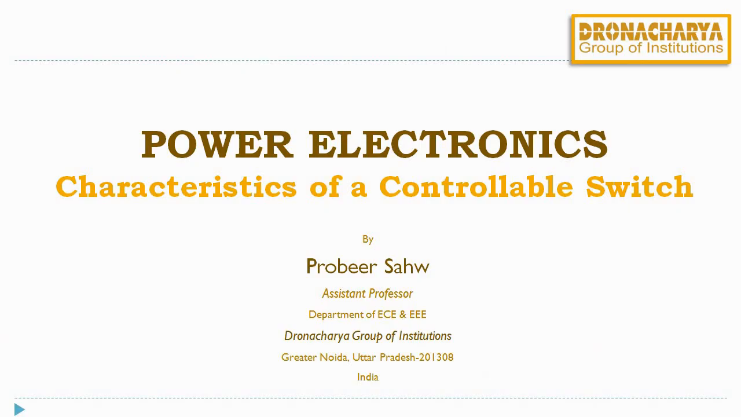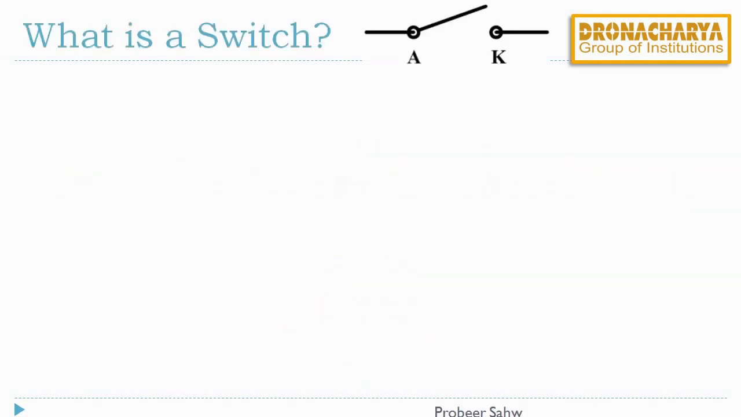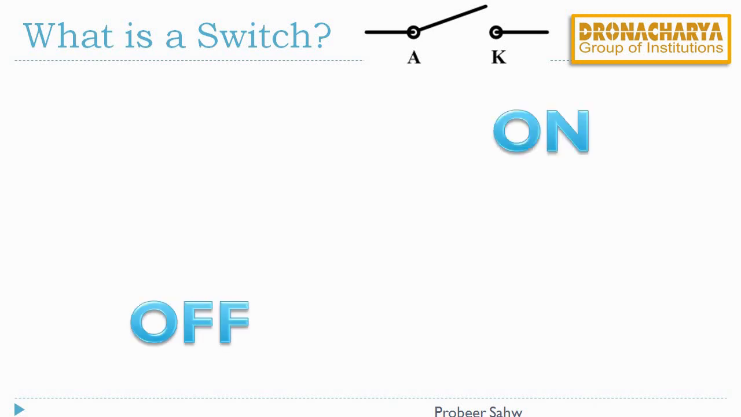Characteristics of a controllable switch. Switches are used to control electrical and electronic devices and appliances. A switch can either be in off state or on state. When it is off, the electrical or electronic devices draw no power from the source. When it is on, the electrical appliances or devices draw some power from the source.